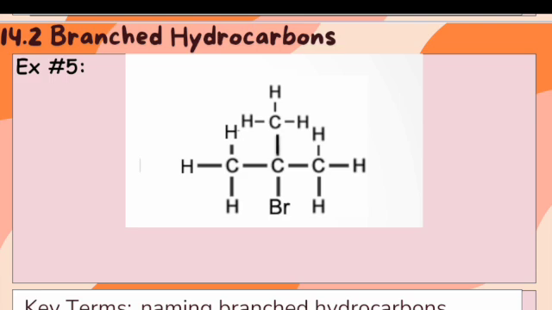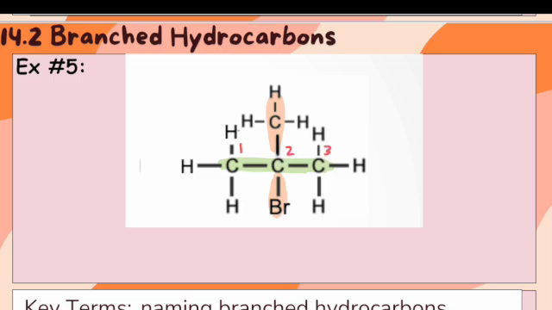Let's try another example. We find our parent chain, which is just these 3 carbons here. And then we find our groups. So we have this group, methyl group, and we have the bromine again. Then we want to label our chain. So this one, both of them are right on the middle carbon, so it doesn't matter which way you do it. So I just labeled them 1, 2, 3 across.